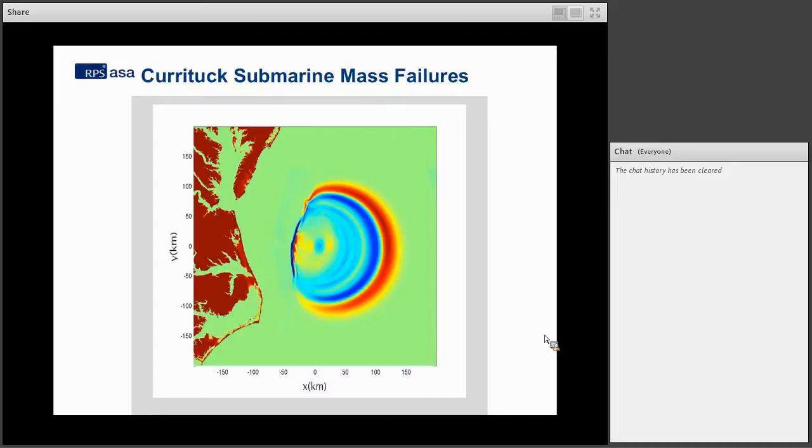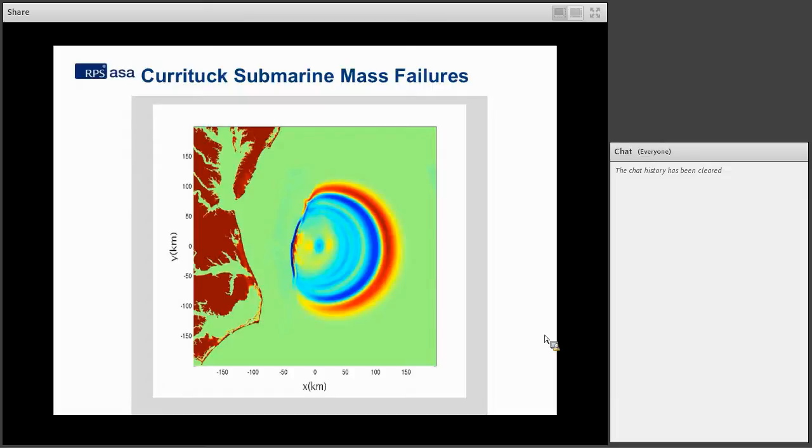Let's use it for another case, like a prehistoric landslide. We know that about 33% of the US East Coast continental slope is covered by landslide scars and deposits. We had major historical events like Grand Banks in 1929 and Currituck, which was about 24 to 50,000 years ago. And it is the largest identified slide along the US East Coast.